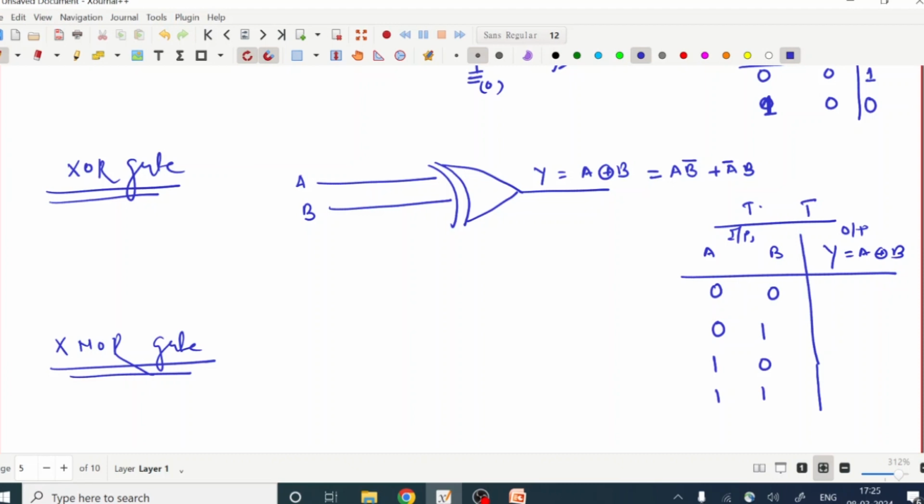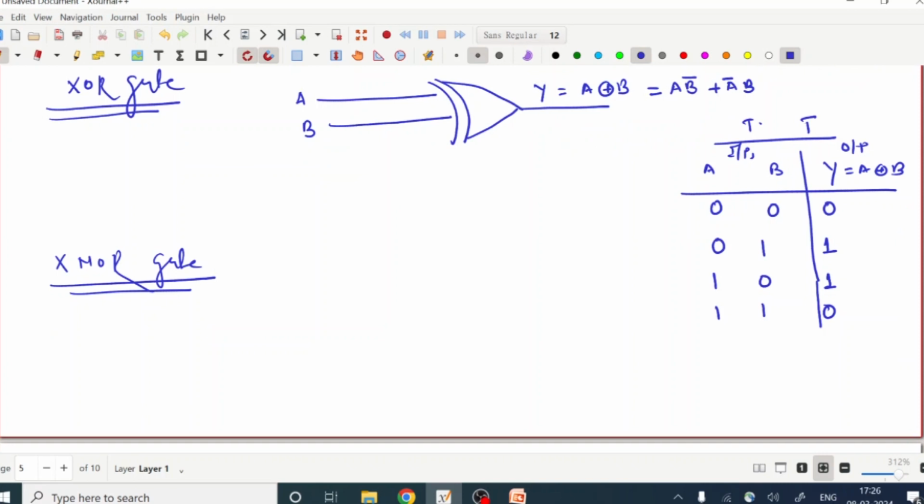So here for 0 0 the output is 0, for 0 1 the output is 1, because one input is 1 and one input is 0. For 1 0 that is also 1 because one input is 0 and one input is 1, and for 1 1 both the inputs are 1, that's why the output is 0. So this is the truth table of a XOR gate.